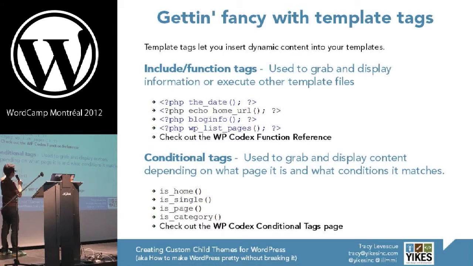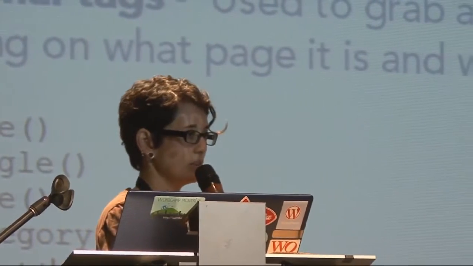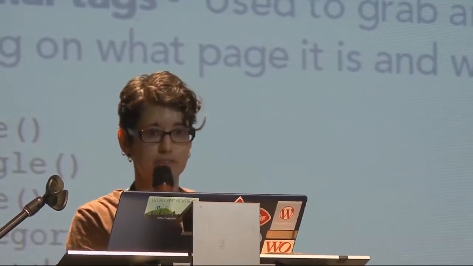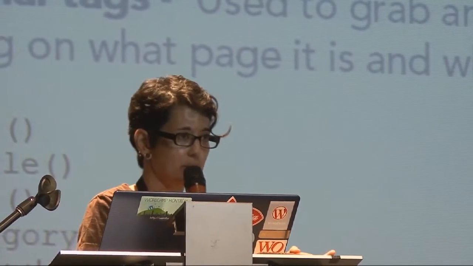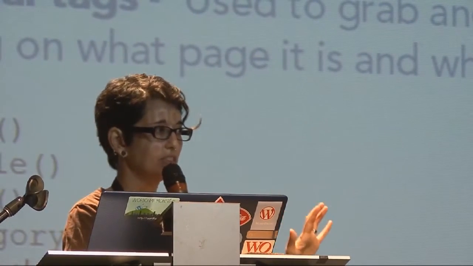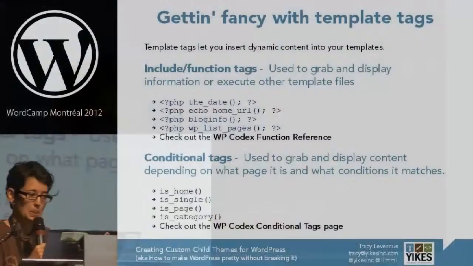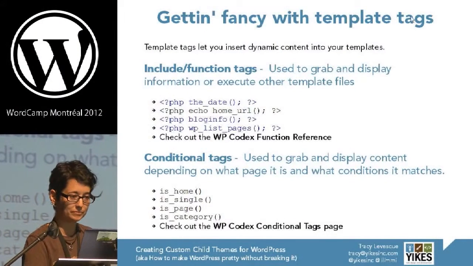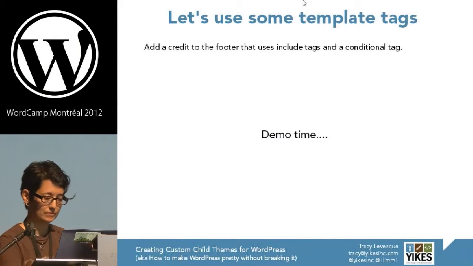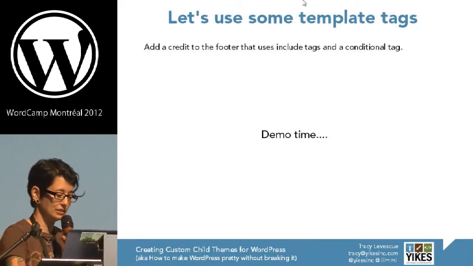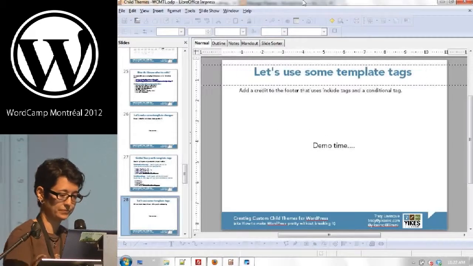And then there's conditional tags. They're used to grab and display content depending on what page it is and the conditions it matches. So you can say, if this is the home page, don't show this, but show this instead. If it's a single post, just show this and this. So let's use some template tags.